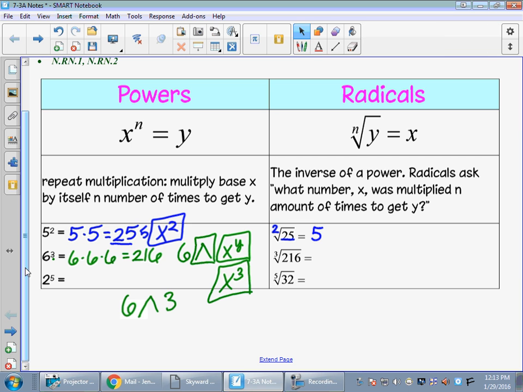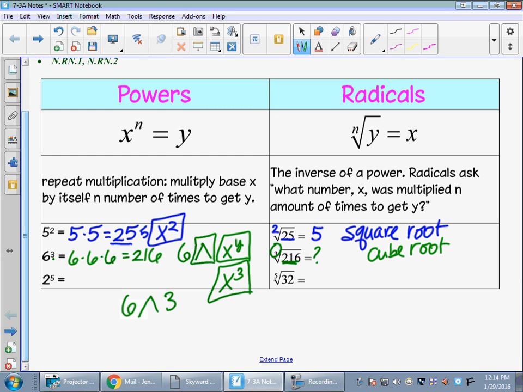Now, to undo that, we use the cube root. So this was square root. It takes us back to the root when you multiply a number by itself. A cube root undoes the cube of a number. And then anything bigger than that, we just refer to it as the nth root, because it can go on forever and ever and ever. So to take the cube root of 216, what we are asking here is what number did we multiply by itself 3 times to get 216? And the answer is 6.